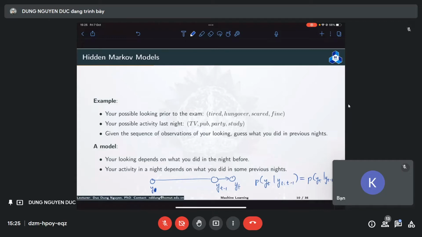Okay, so that is the Markov assumption. There may be a lot of things in the past, but I only care about the previous one. What activity I do today only and only depends on what you did the day before. Okay, so those are two important assumptions of hidden Markov models.